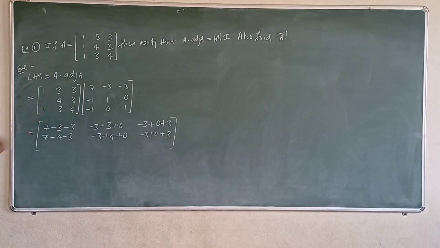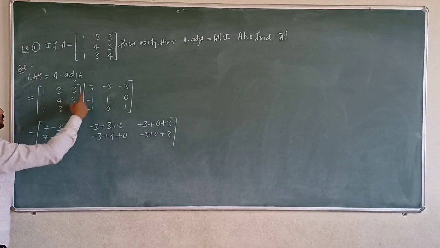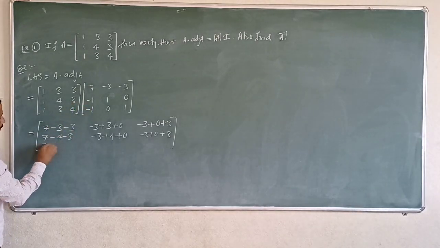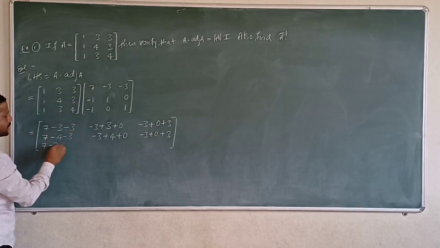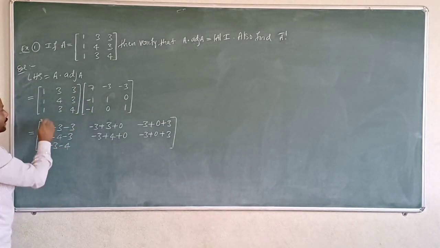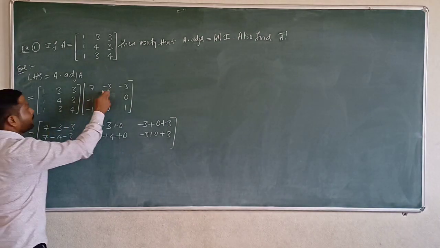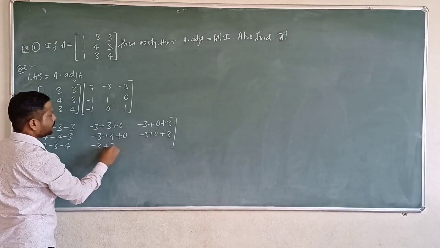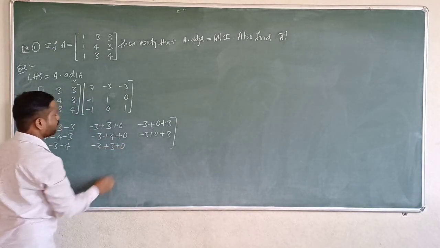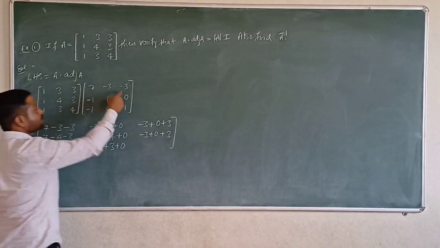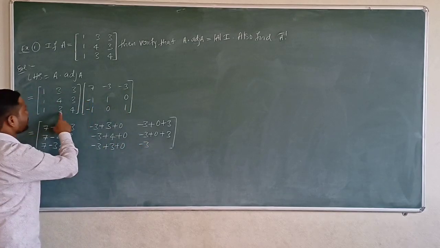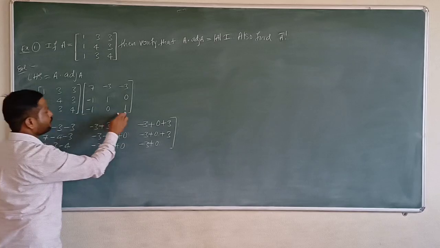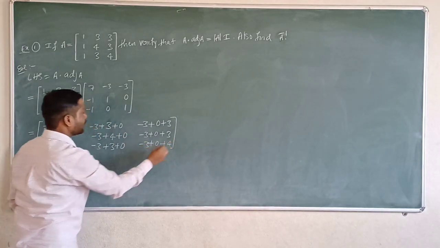Third row, first column now. 1 sevens are 7. 3 into minus 1, minus 3. 1 into minus 4, minus 4. Third row, second column: 1 into minus 3, minus 3. 3 into 1, 3. 4 zeros are 0. Third row, third column: 1 into minus 3, minus 3. 3 zeros are 0. Next up, 4 ones are 4 now.